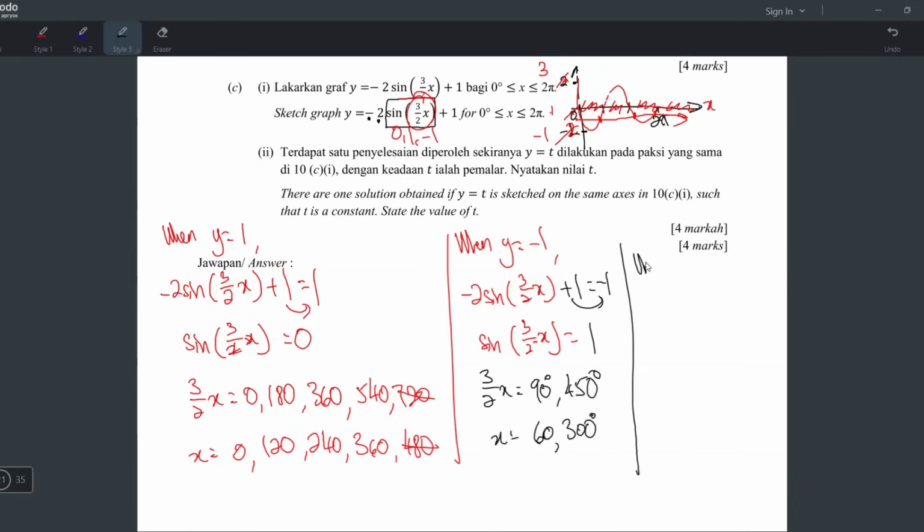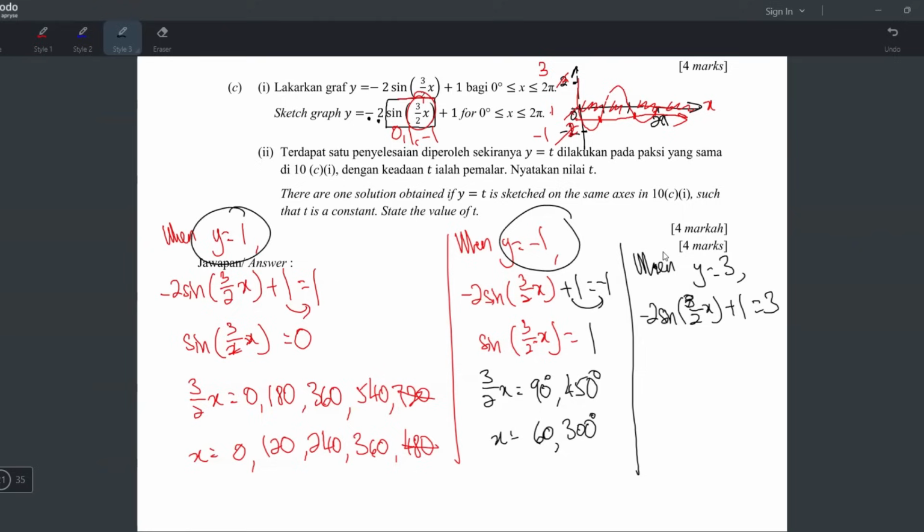Okay, for the last one, when y equals what? This whole thing has to be replaced with -1. So -1 times -2 is +2, and then +2 plus 1 is +3. That means the whole thing equals 3. So -2 sine 3 over 2x plus 1 equals 3. Okay, and it makes sense.